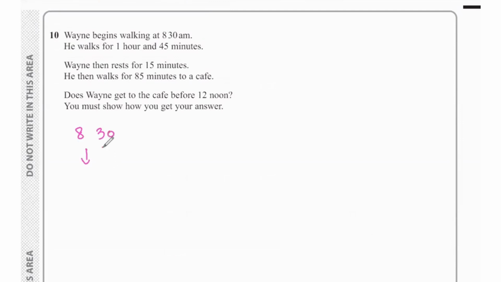Starting at 8:30, he walks for an hour. So that's 9:30. Then he walks for 45 minutes. That's going to be 10:15. Then he's resting for 15 minutes. That's going to be 10:30 now.